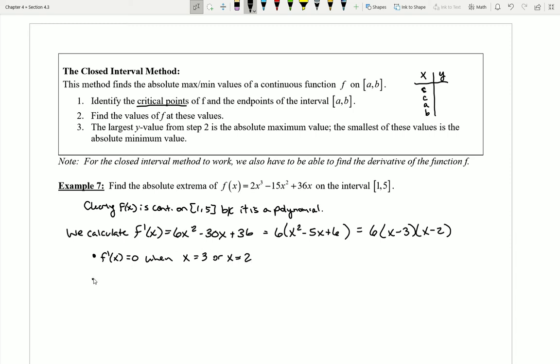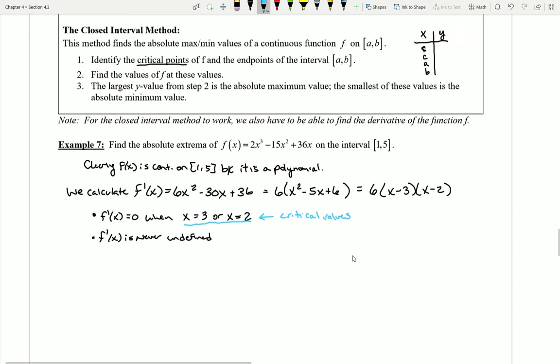I can also see that f prime of x is never undefined, right? There's nothing I can plug in that's going to cause this to be divided by 0 or square root of a negative, natural log of a negative, things like that. Nothing is going to happen like that. So it seems like I found all my critical values. My critical values are right here, 2 and 3. I'll go ahead and mark these. These again are my critical values.